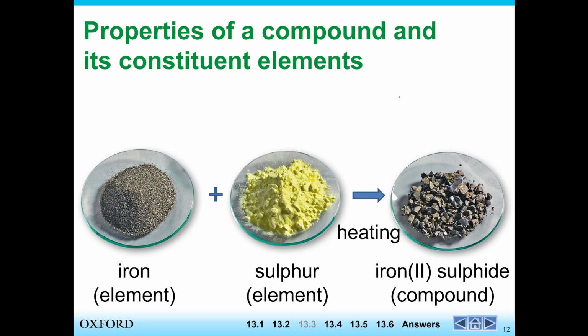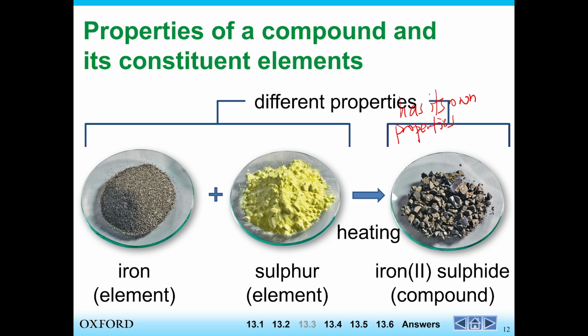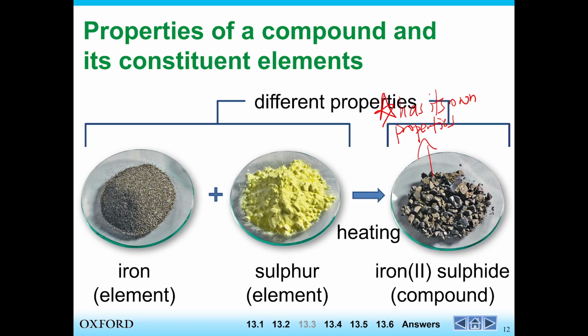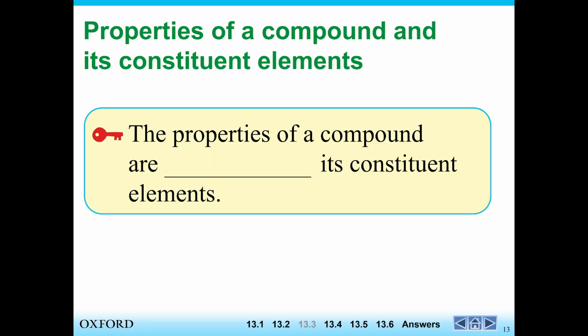But if you keep on doing some more experiments, you'll realize that iron(II) sulfide, the compound here, has its own properties, which are different from iron and sulfur. Okay? So the properties of a compound are different from its constituent elements.